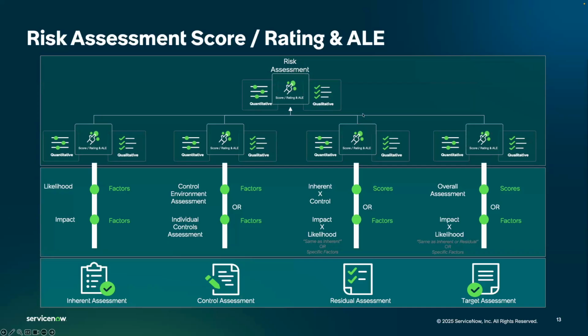The destination here is the risk assessment. At the top, you see the risk assessment. This is the combined output. It produces both qualitative and quantitative results, score slash rating, and ALE. Every path below feeds into this. Of course, this assumes you have activated every workflow: inherent, control effectiveness, residual, and target.